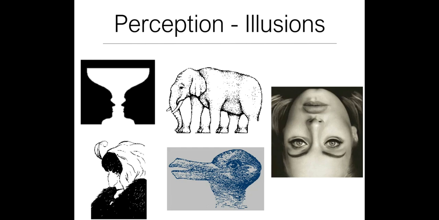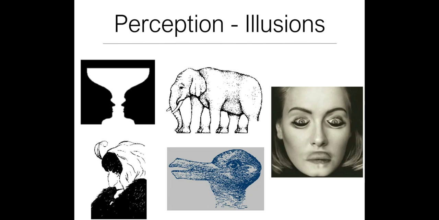Now, you may be looking at the upside down face of Adele and wondering what's going on there. Well, this has actually been photoshopped and uses what's popularly been called the Thatcher illusion. And I'll explain what's going on. How would I click on this? And yeah, that's the illusion going on there.